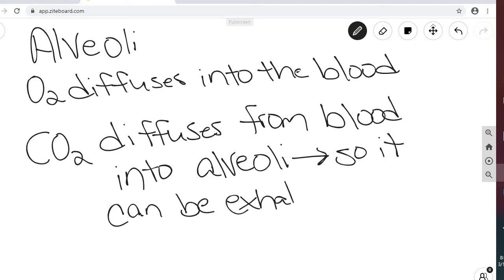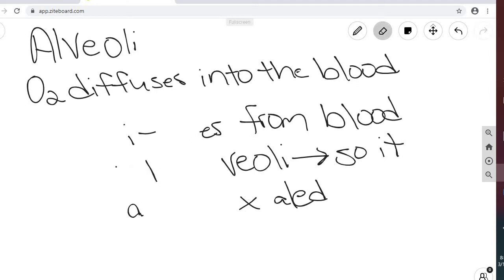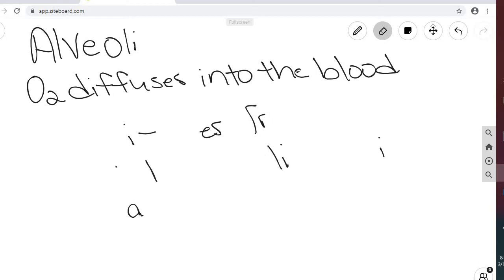Okay, so we just have the exact opposite movement. Oxygen moves from the alveoli into the blood. Carbon dioxide moves from the blood into the alveoli, so that it can then be exhaled and eliminated from the body as waste.